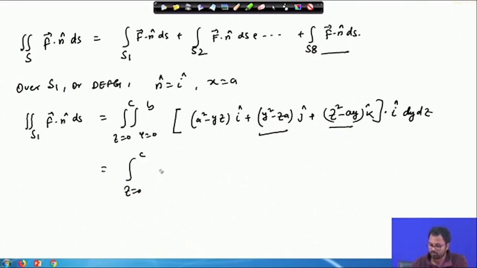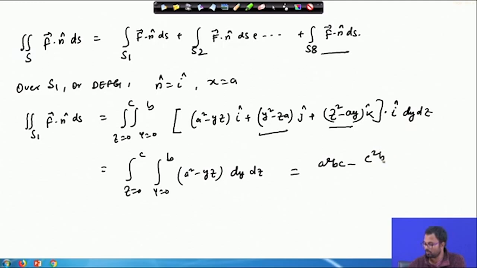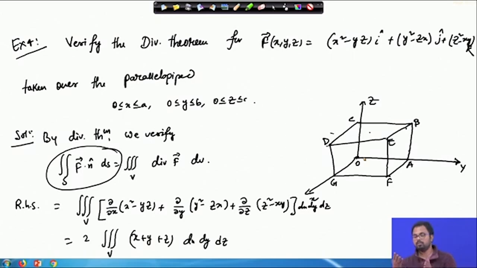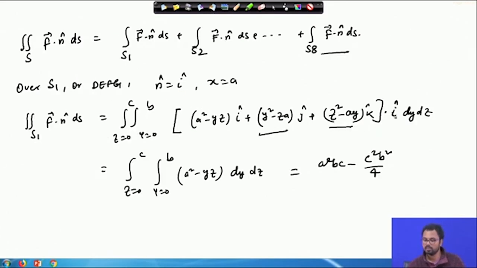Therefore, we will have z running from 0 to c and y running from 0 to b, of (a square minus yz) dy dz. Now, we integrate with respect to z first and then with respect to y, or the other way, it is up to us, and ultimately we will obtain a square bc minus c square b square by 4. Next, we will integrate on the other side. If DEFG was this face, then we will now integrate on the surface AOBC, and instead of taking i, we will take minus i and proceed in a similar fashion. Of course, we have to take x equals 0 because that is the plane x equals 0.